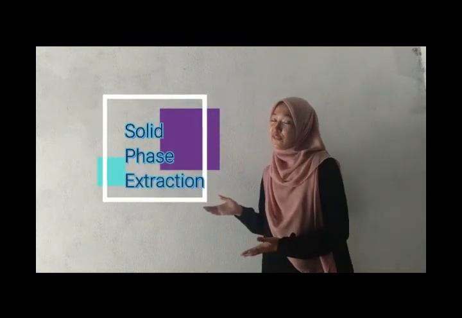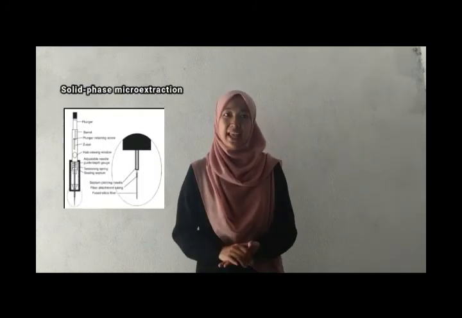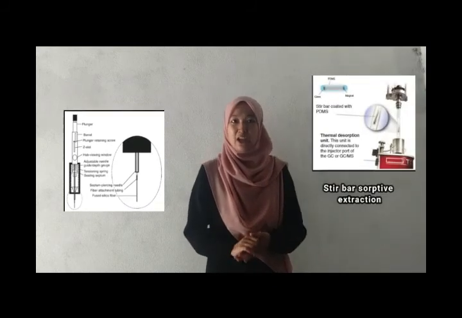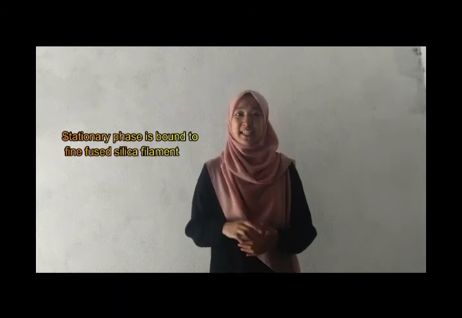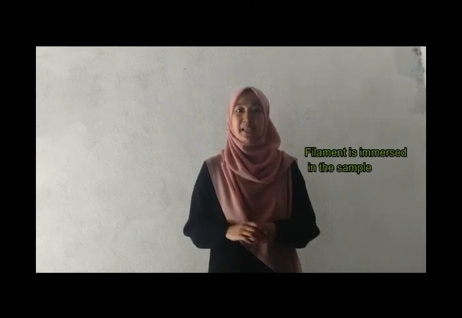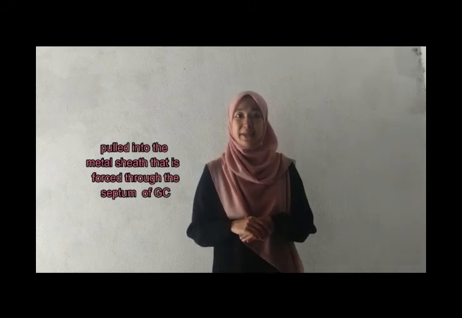Another method of sample preparation for GC analysis is solid phase extraction. Solid phase extraction has two types of method, which are solid phase microextraction and stir-bar sorptive extraction. For solid phase microextraction, the stationary phase is bound to a fine fused silica filament. The filament is immersed in the sample or headspace of the sample and pulled into the metal sheath that is forced into the injection port of the GC. Volatiles are thermally desorbed from the filament.